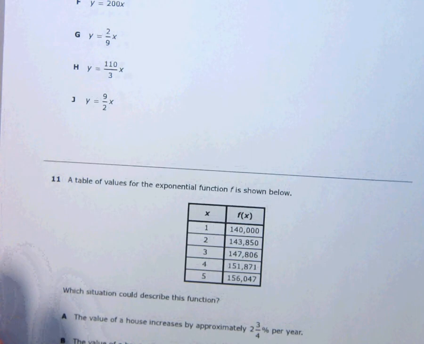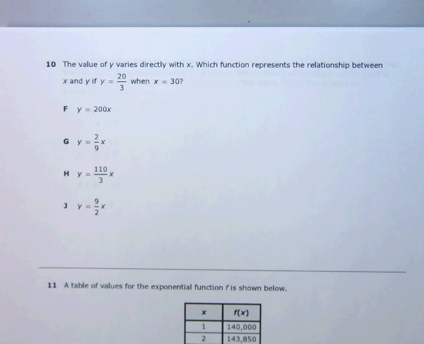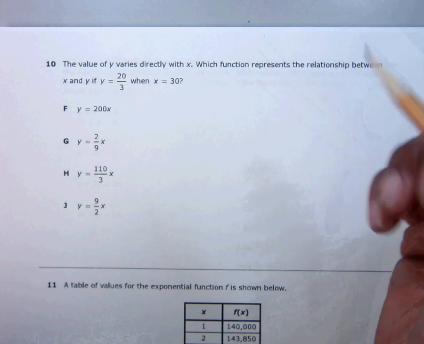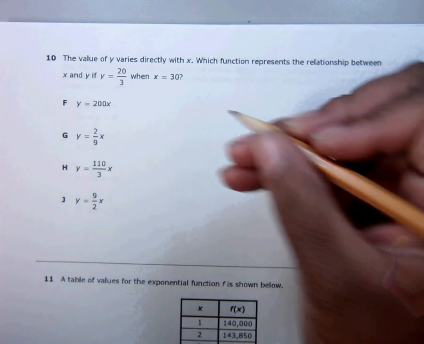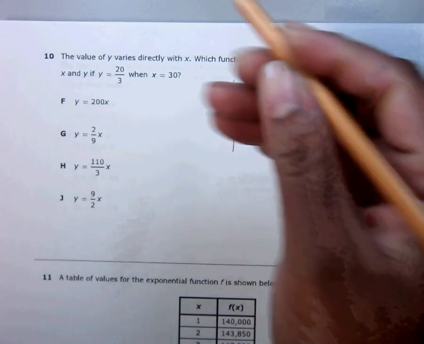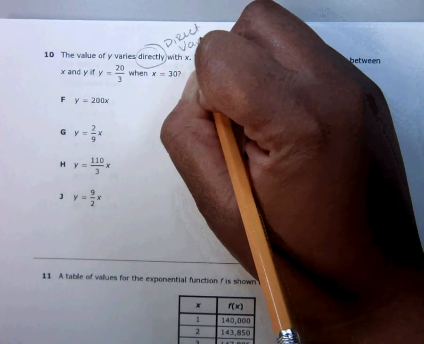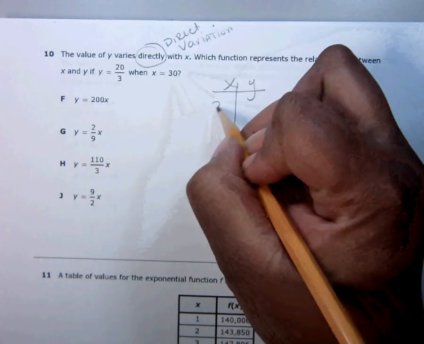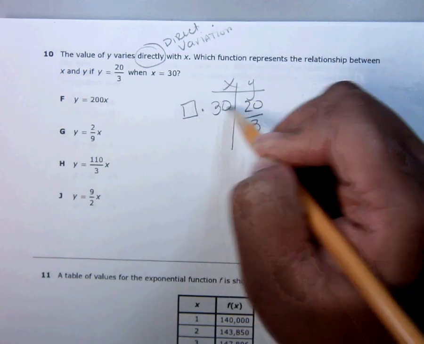We can stop there. Number 10. The value of y varies directly with x. Which function represents the relationship between x and y? If y equals 20 over 3 when x is 30. Okay, so this is direct variation. And the way I taught it to you guys, remember directly means direct variation. And I told you to set up a table. So put the X here, put the Y here. All you're going to do is figure out what times 30 gives you this.